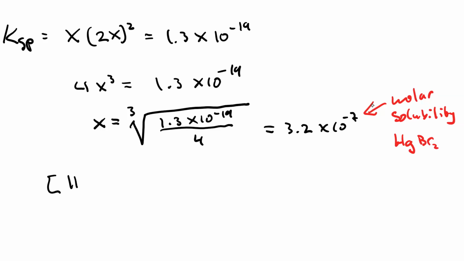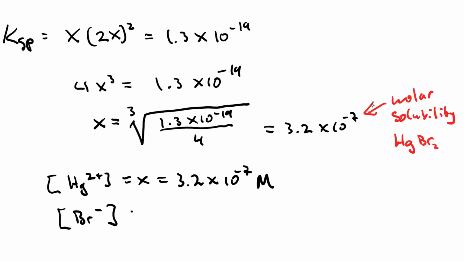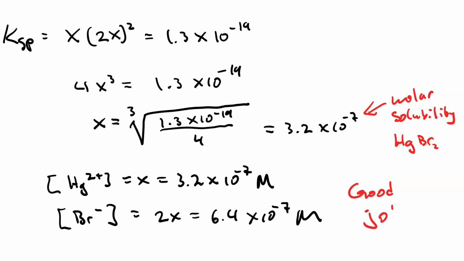Now, what's the concentration of Hg2+? Well, it equals x, so it's 3.2 times 10 to the negative 7th molar. What about the concentration of Br-? Well, that equals 2x. So that is 6.4 times 10 to the negative 7th molar. Good job.